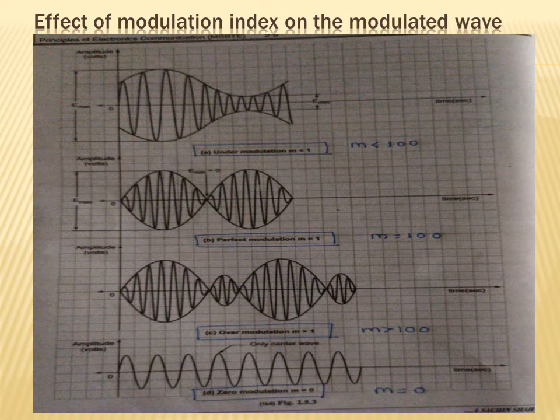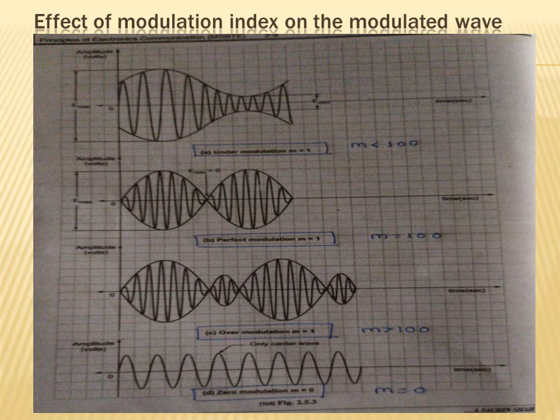Hello students, good morning. Today we will see the effect of modulation index on a modulated wave. There are three conditions. First, EM is less than EC. Second, EM is equal to EC. And last, EM is greater than EC. So there are three conditions.